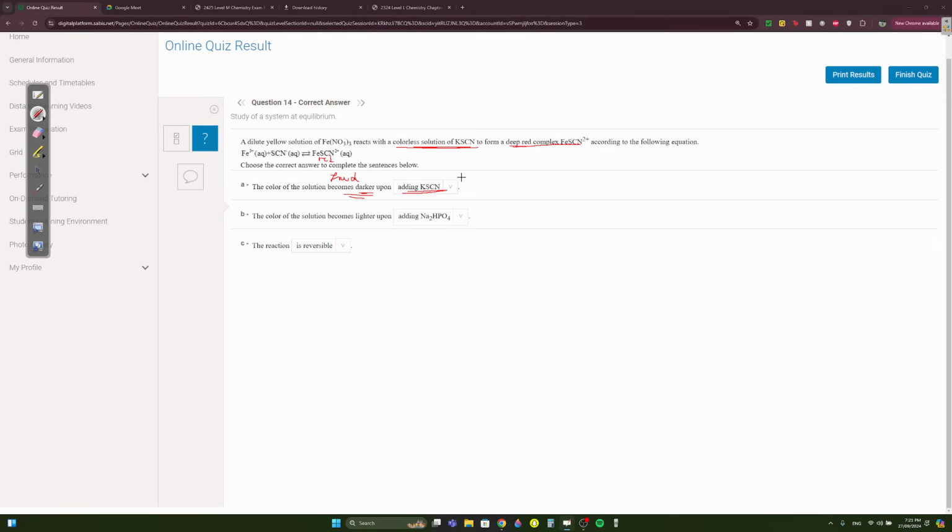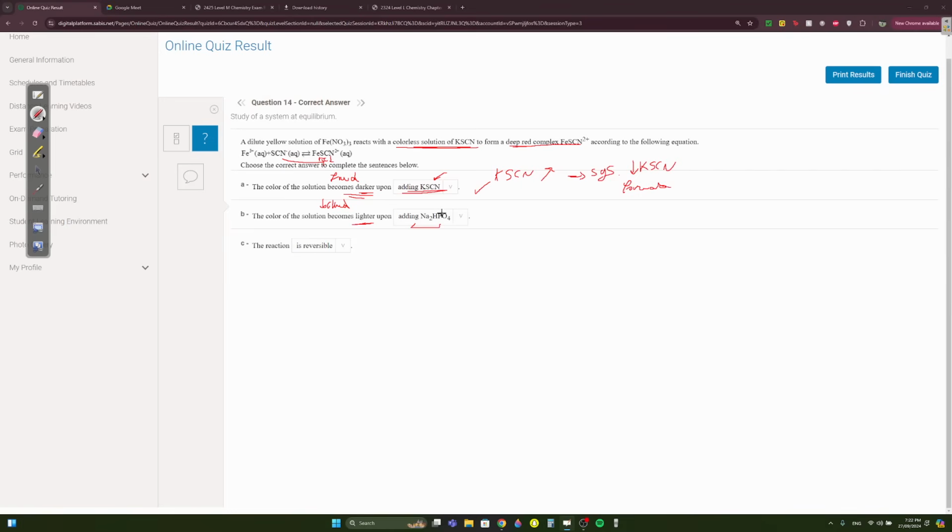I don't know what other choices they put, but if you add KSCN, that means the system has to decrease KSCN. And when it decreases KSCN, that means it moves forward. Right, it's going to go forward. But if it moves forward, it doesn't have to intensify the red color. If the color of the solution becomes lighter, now we want to decrease the intensity of the red color. So if you want to decrease the intensity, of course you're going to go backward, right? Now we want to go backward.